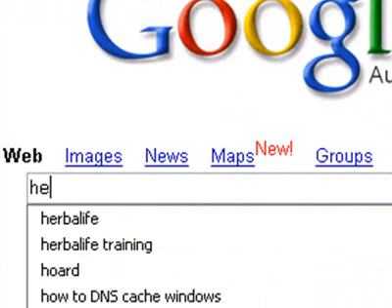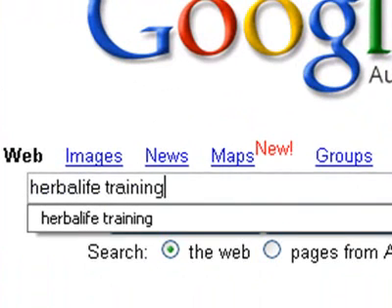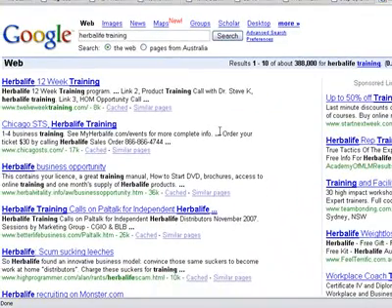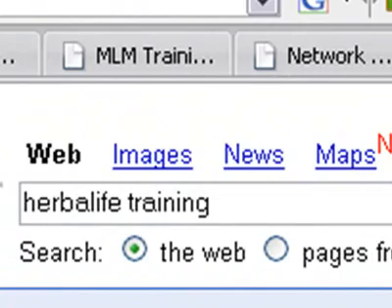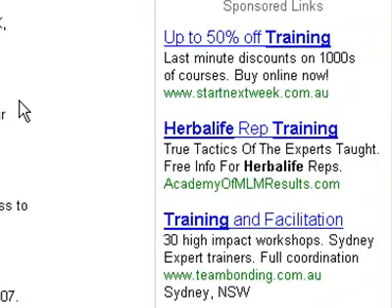Hop over to Google's website and type Herbalife Training. Now let's take a look at some of the ads that are appearing here. Your prospect is looking for Herbalife Training. Most likely that means they're already in Herbalife or they're looking to join Herbalife. Here's one ad. They bid on a very general keyword, training, and the prospect is going to skim right over this ad and not even look at it.